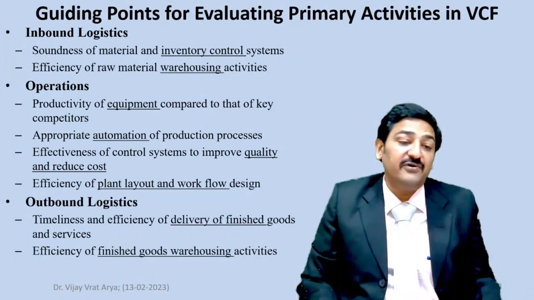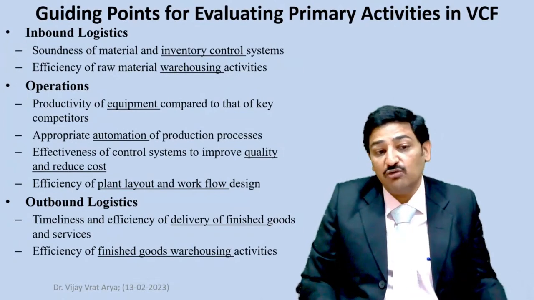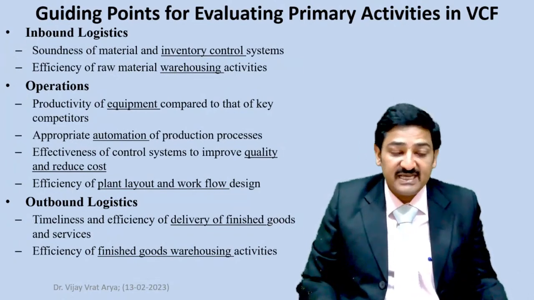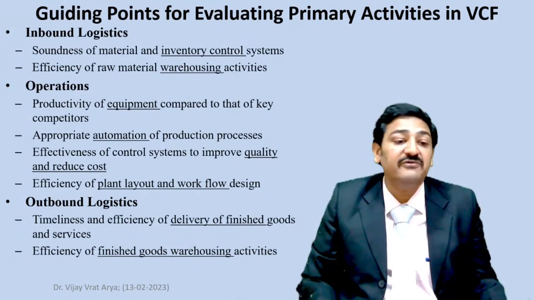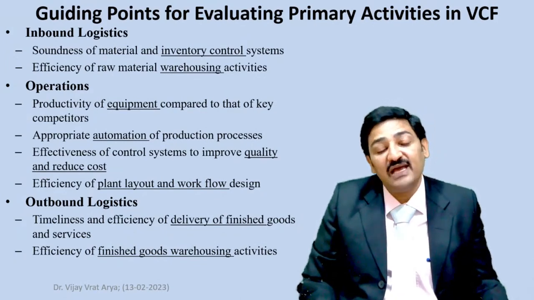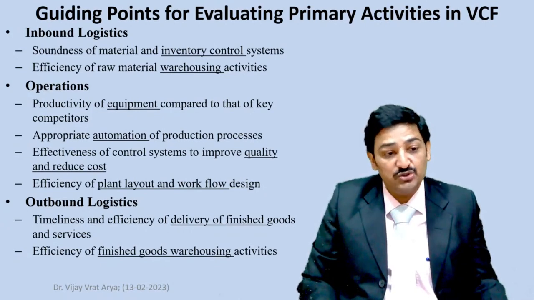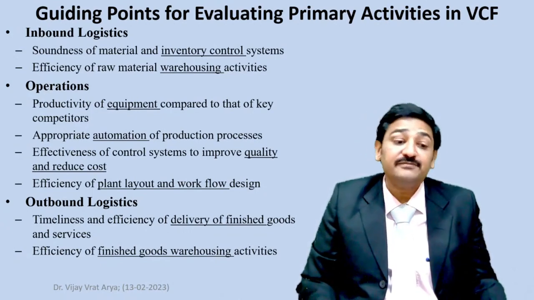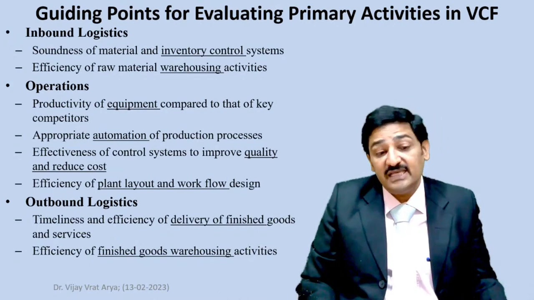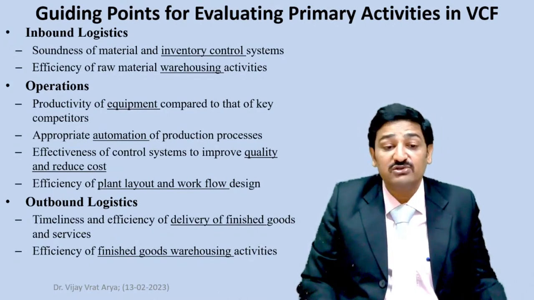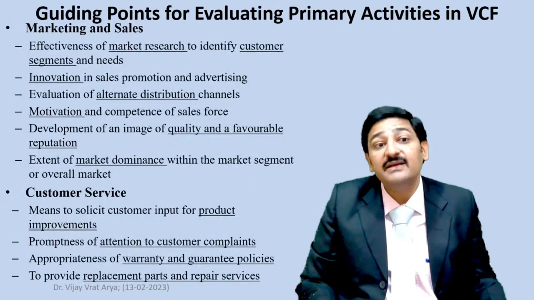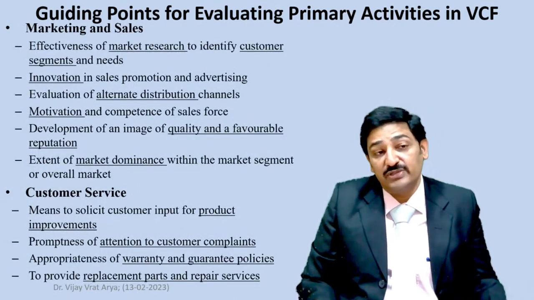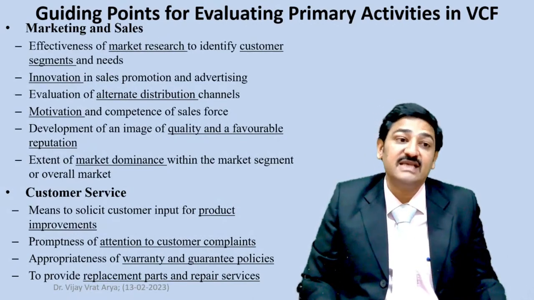The third type of primary activity is outbound logistics, which in a value chain framework emphasizes the timeliness and efficiency of delivery of finished goods and the services that an organization offers. Apart from that, the efficiency of finished goods warehousing activities is also part of it. Another primary activity included in this case is marketing and sales.